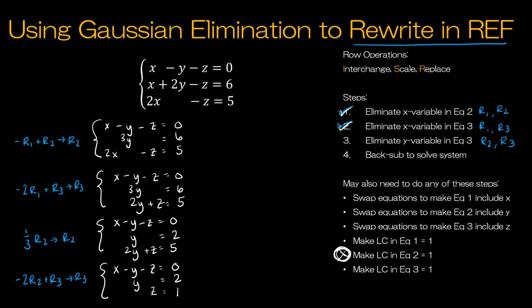So if we are only asked to rewrite in row echelon form, we are done. We can see that this is row echelon form. Sorry, I shouldn't have included that row operation. This is row echelon form, which is great. But now let's go ahead and do step 4, just for good practice for solving the equation.